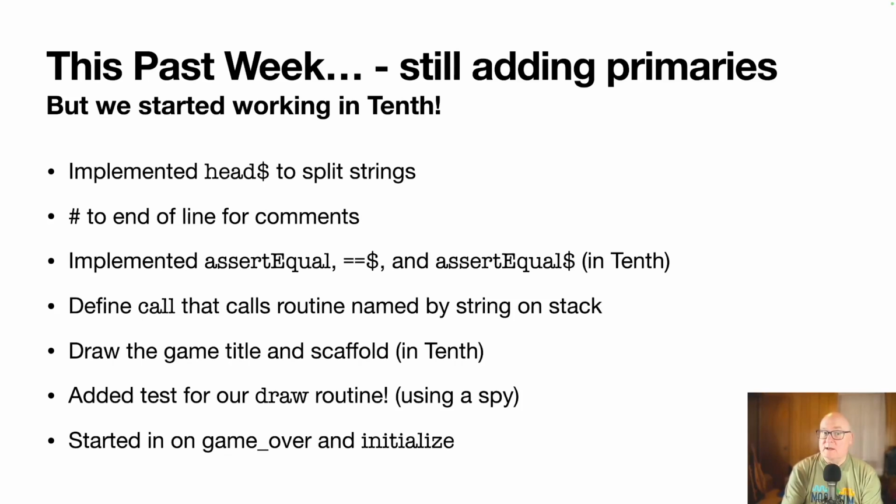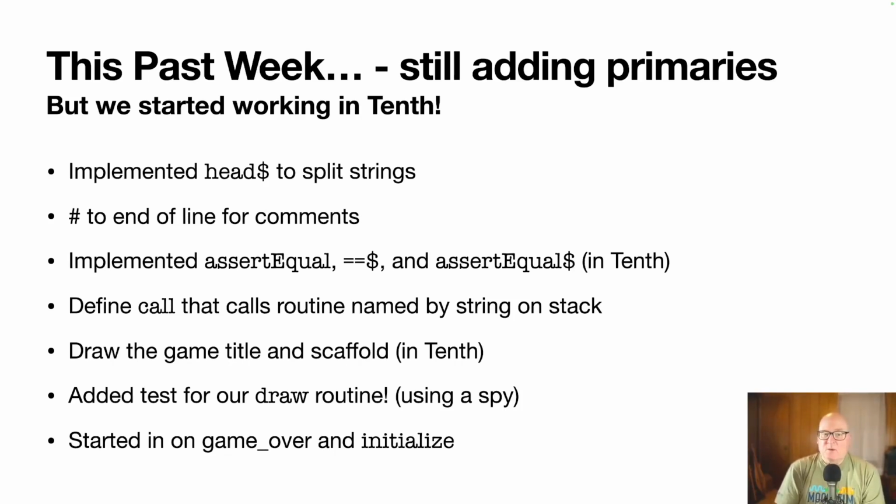We implemented in 10th basically our XUnit package, assert equals dollar, which is string equals, and assert equals strings. We defined a call method that calls routines named by a string. So this gives us a mechanism we can substitute routines. There's nothing like inheritance or anything in this language.